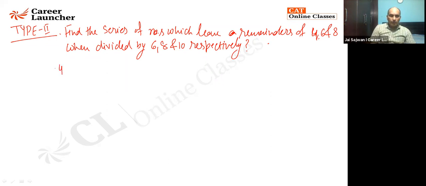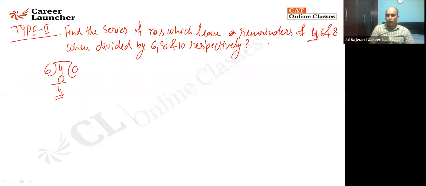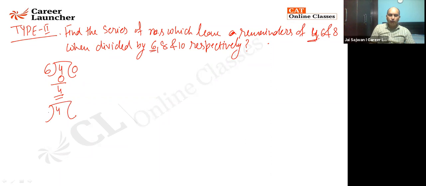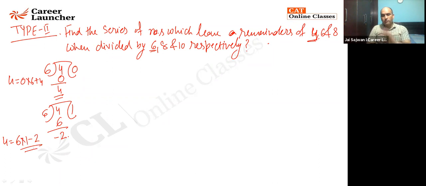I know 4 when divided by 6, I can write 6 zeros are 0, remainder is 4. Everyone knows that the remainder will be 4 when you divide by 6. But will it be wrong if I divide 4 by 6 and write 6 ones are 6 and the remainder is -2? Of course, I can write 4 as 0 into 6 plus 4. But will it be wrong if I write 4 as 6 into 1 minus 2? Will it be wrong? 6 minus 2 is 4. I don't think so.